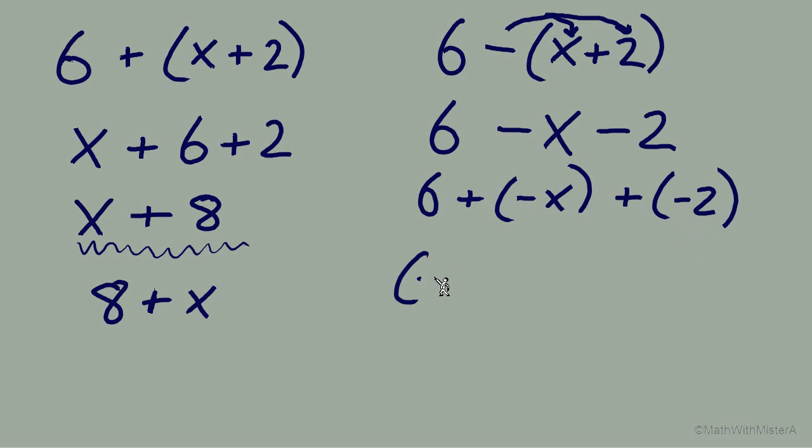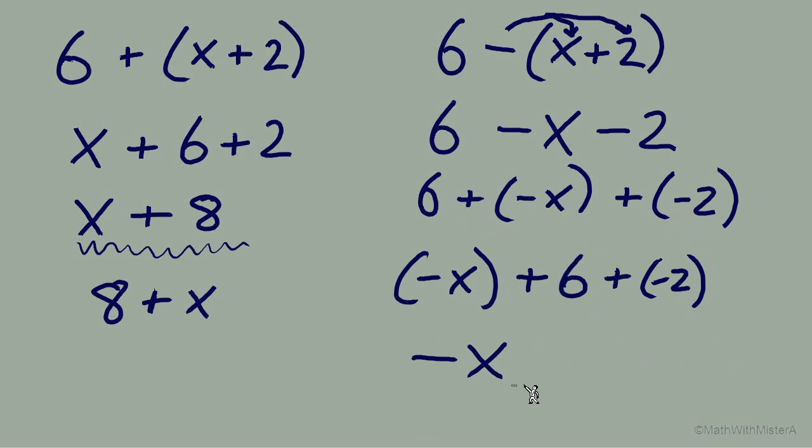So when we rearrange these terms, negative x, the 6 is positive, so it can be plus 6, and now plus negative 2, we can get to a result negative x plus 4. The 6 with the negative 2 equals a positive 4, but the x was negative. So here's our simplified result, negative x plus 4, which definitely is the same thing as 4 minus x.